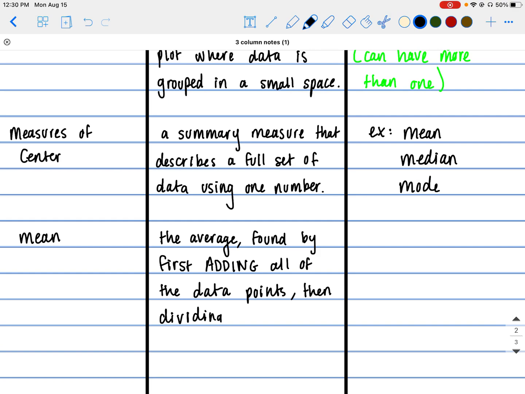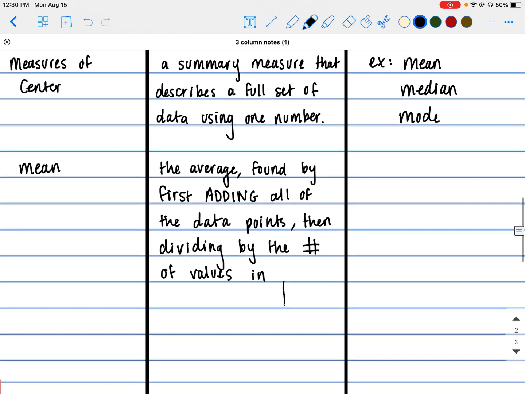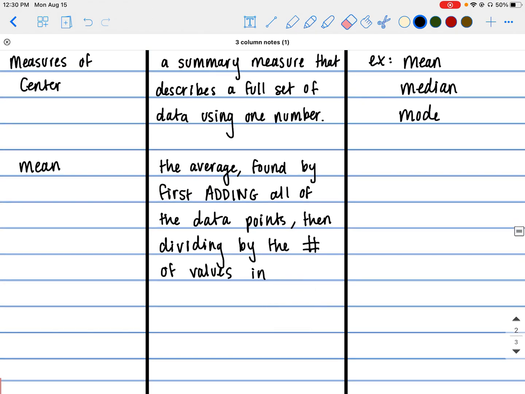So dividing by the number, that's a number, not a hashtag, of values. Values means numbers in the set. All right, so what is a mean? Well, a mean is the average. And how do we find that? We find that by first adding all the values and then dividing by the numbers in the set.